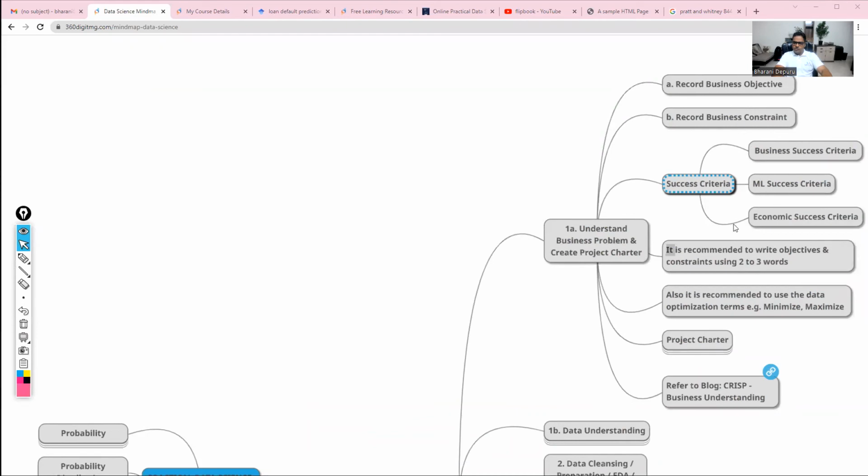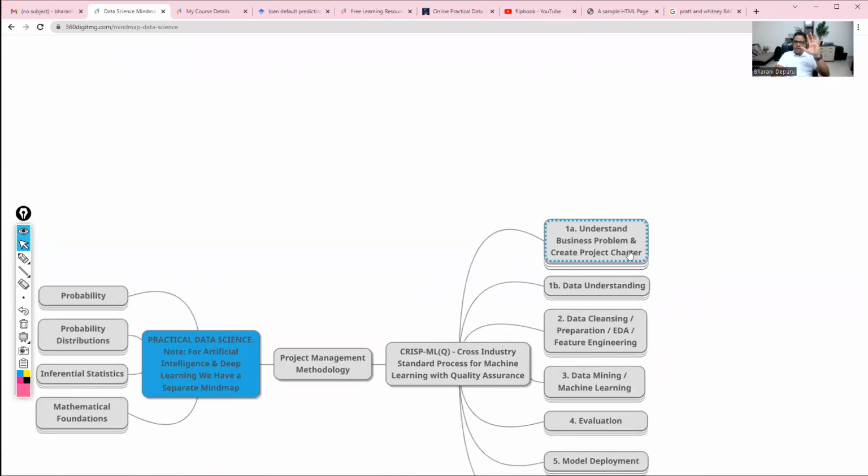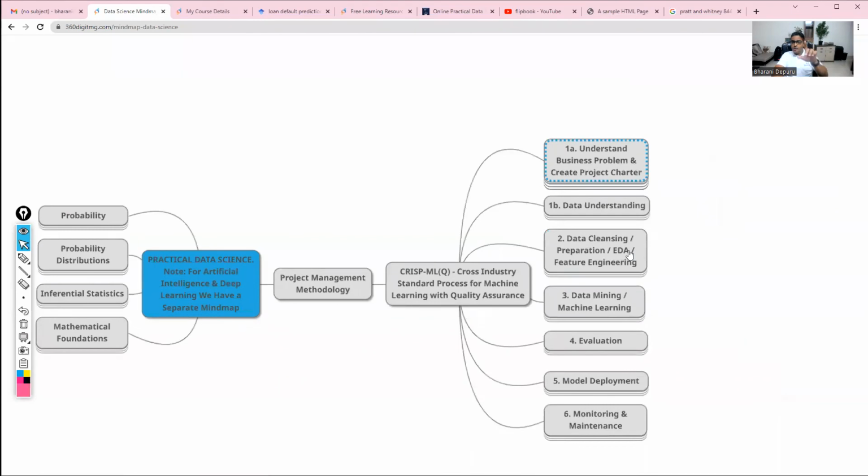You list down your objectives and constraints using 2 to 3 words. And it is always recommended to use terms such as minimize or maximize. And then you have the project charter, which is the first document which gets created on any project. And it would contain the details at a very high level. Once you understand the business problem, you need to collect the data which is needed to solve your business problem.